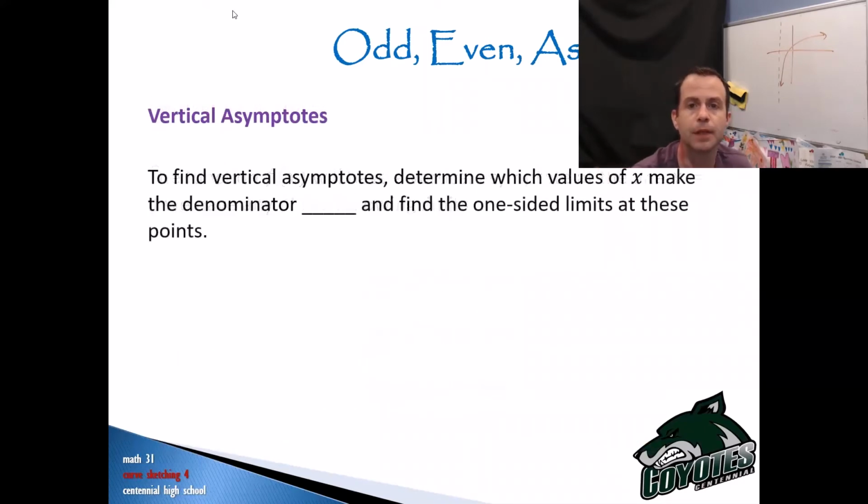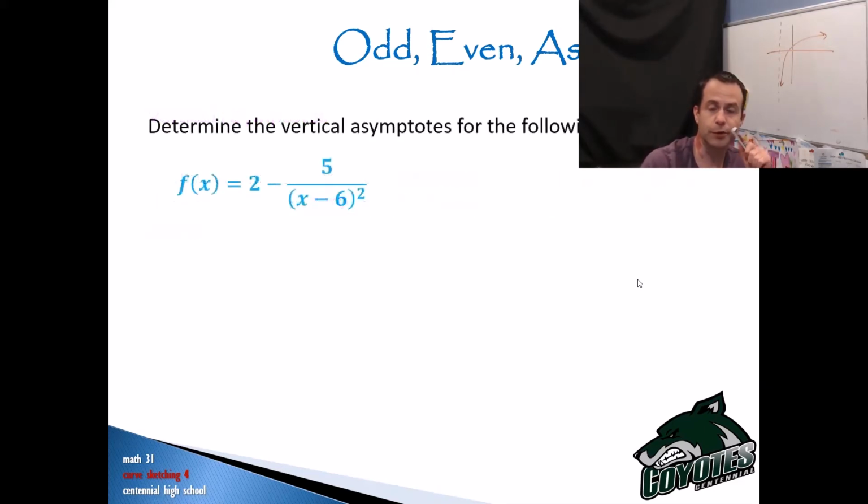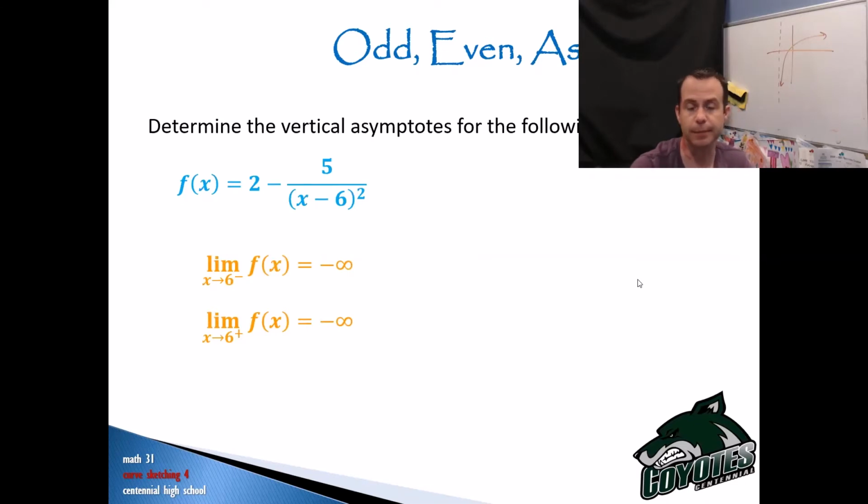Okay, now, to find vertical asymptotes, determine which values of x make the denominator equal to 0. And then find the one-sided limit at these points. So for some practice, determine the vertical asymptotes for the following. So we have f of x is 2 minus 5 over (x minus 6) all squared. 6 is going to be our point that we're thinking about because that's going to make the denominator 0.